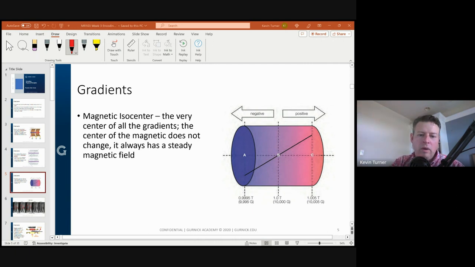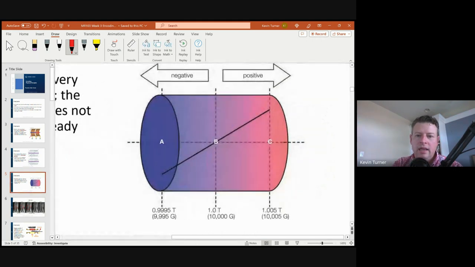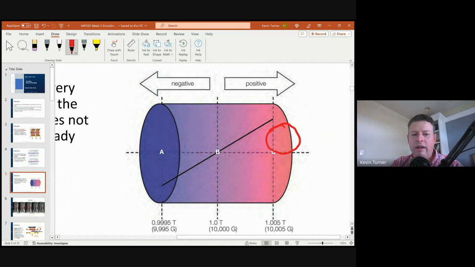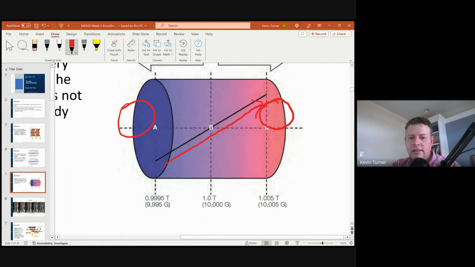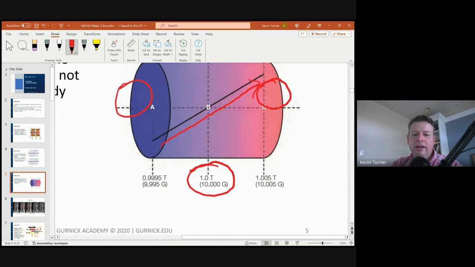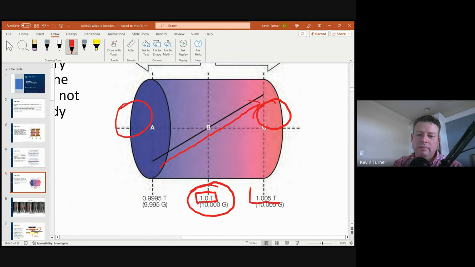But when we turn on a gradient, we are making one part of the gradient stronger and one part of it weaker. So the magnetic force inside the patient is now different across the gradient. Here's our machine that's a 1 Tesla magnet. But here we made the magnetic force 0.005 stronger, which means equal distance over here from the isocenter, we will make it 0.9995. So we made it that much weaker of a magnetic force on that side of the magnet, and that much stronger of a magnetic force on this side of the magnet.